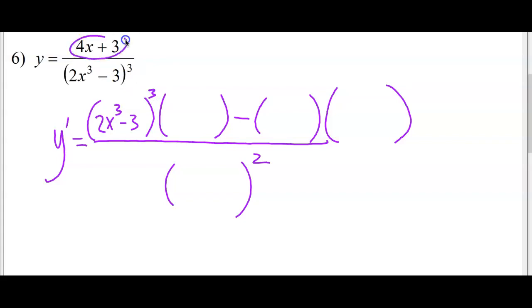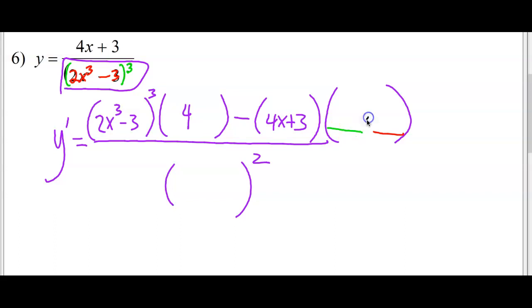And then we have d high, so the derivative of the top is 4. Minus high, it stays the same. And then d low, and that's where we're going to have our chain rule. So we have an outside function here, and we have an inside function here. And so we're going to do the derivative of the outside being multiplied by the derivative of the inside for this particular part of our quotient rule.